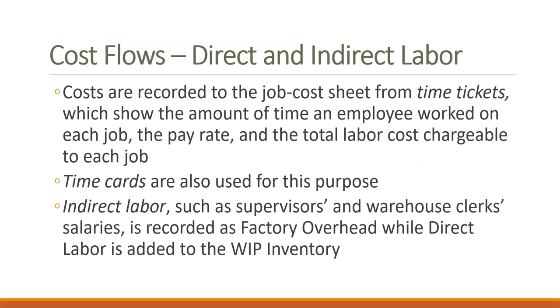Our direct labor is recorded from our timesheets in our time tracking system. We have employees log in and record their time, whether that's a physical timesheet or a computerized timesheet. So we get the information about which employee worked on each job, what their pay rate is, and then our total labor cost for that job. Our indirect labor is recorded to factory overhead.